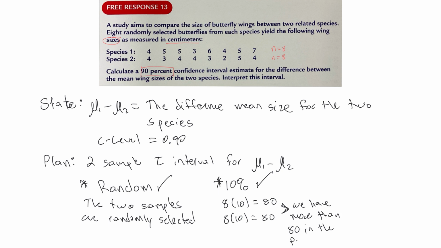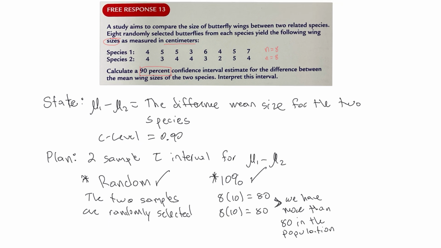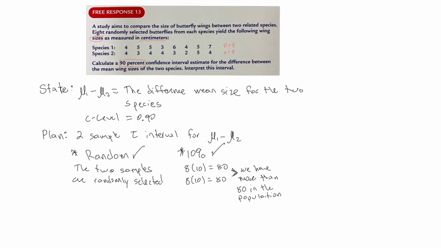Now for the next one, let me just put the word population here. For the next condition, we have to be careful with the means. You want to check that it's random, and there are a few ways you can check for randomness. You can check if we can use the central limit theorem. The central limit theorem applies when the sample size is more than 30. Our sample sizes are not more than 30, so we cannot use the central limit theorem.